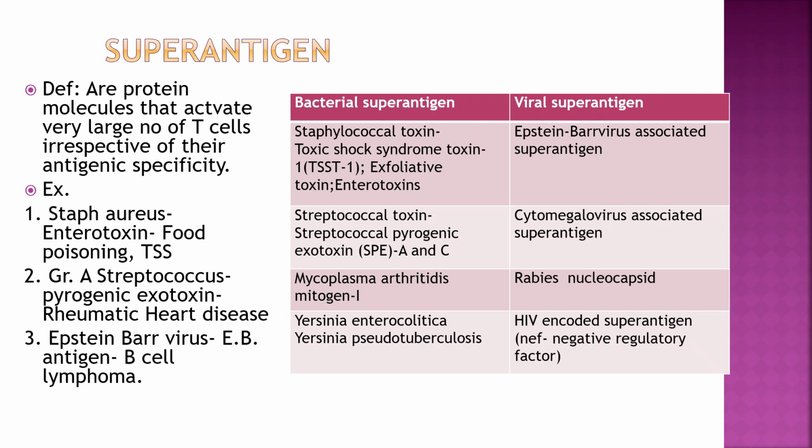So first is Staphylococcus aureus. It has enterotoxin which acts as a superantigen, and then it gives rise to diseases like food poisoning and toxic shock syndrome. Then the second example is group A Streptococcus. In that, pyrogenic exotoxin is a superantigen, and then it causes diseases like rheumatic heart disease. Then the third is Epstein-Barr virus. In that, the Epstein-Barr virus antigen acts as a superantigen, and then it causes diseases like B-cell lymphoma.